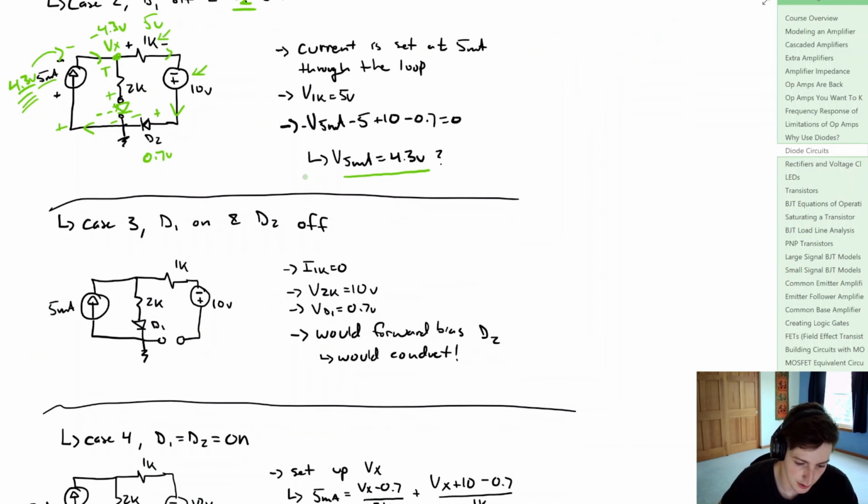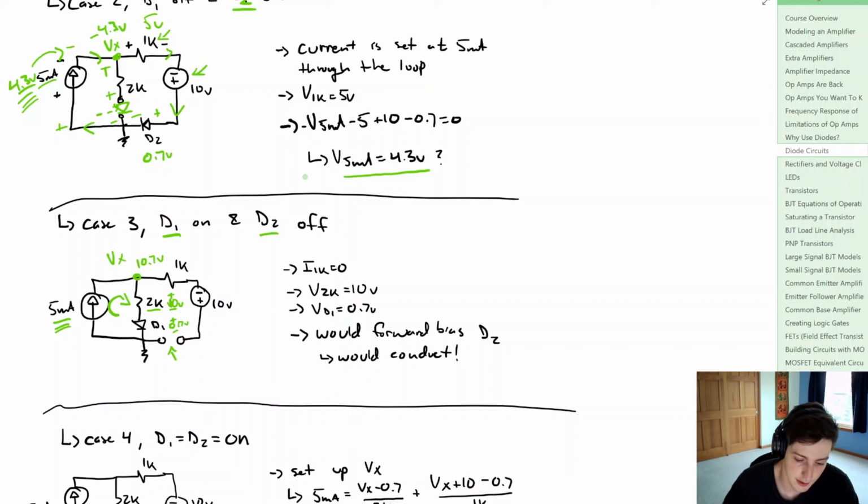So let's say D1 is on, D2 is off, so we have an open circuit for D2 since it's not going to be conducting. And now this is our KVL loop. So we know we have, again, that 5 milliamp source. We have a 2K resistor right here, so we'd have a 10 volt drop right here, and then a 0.7 volt drop right here. This all makes sense. So we could say that this point Vx would be equal to 10.7 volts.